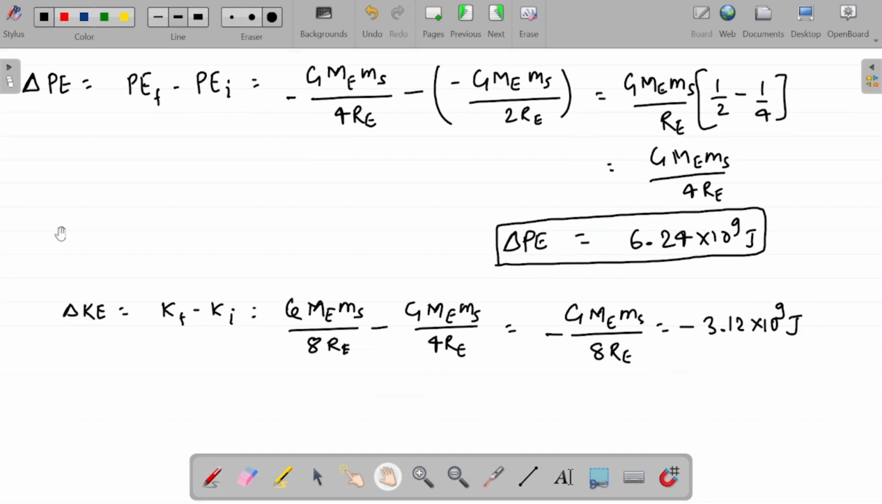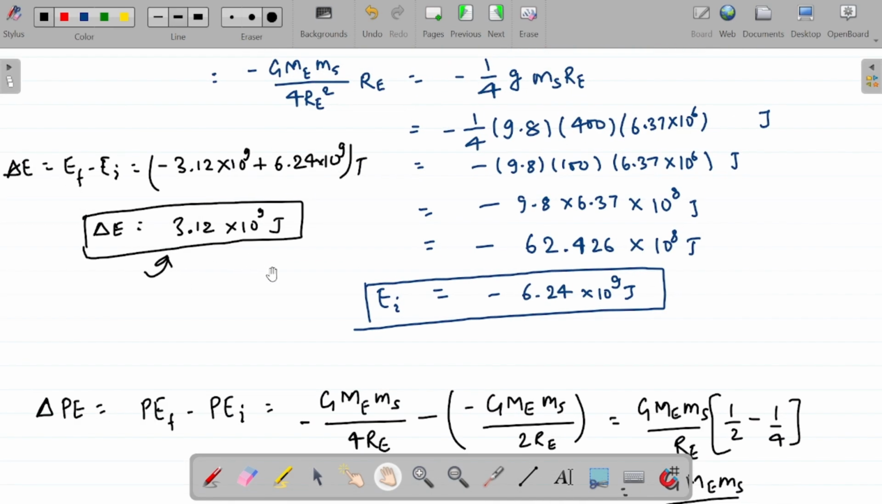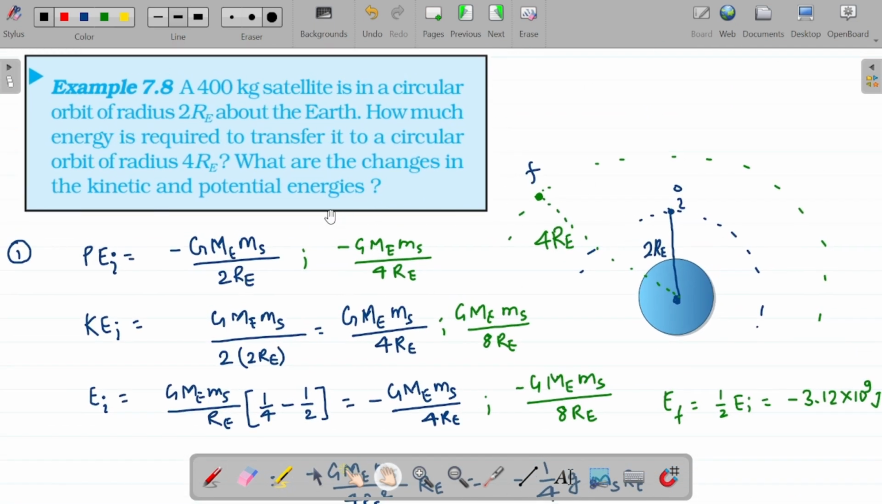Now, we have the change in potential energy, the change in kinetic energy, and the change in total energy, or the energy provided to the satellite to revolve in a new or higher orbit. So these are the questions we had to solve.